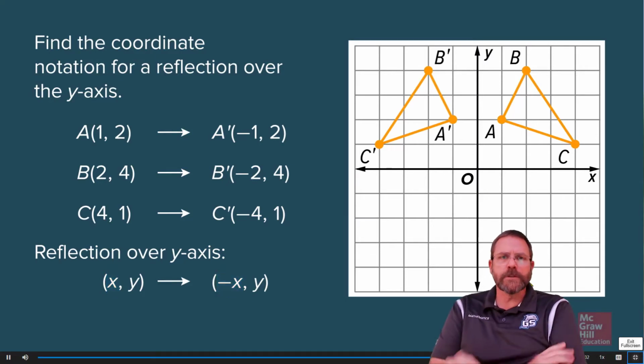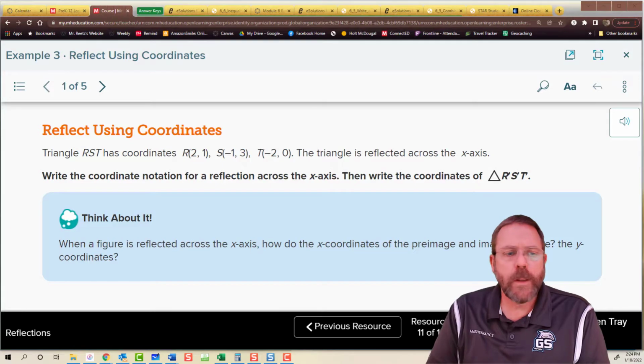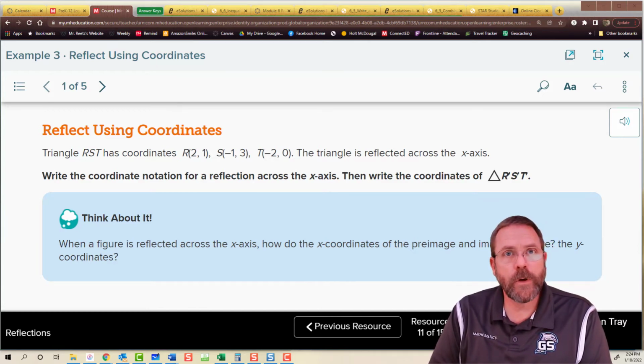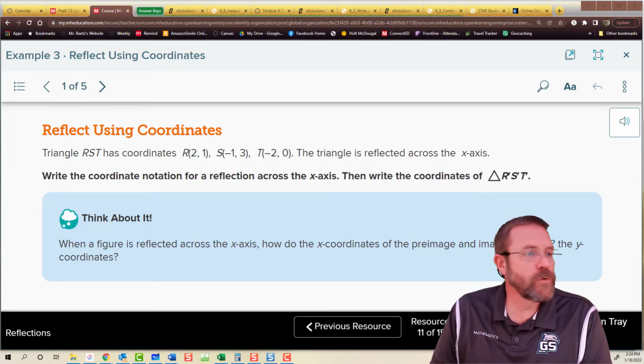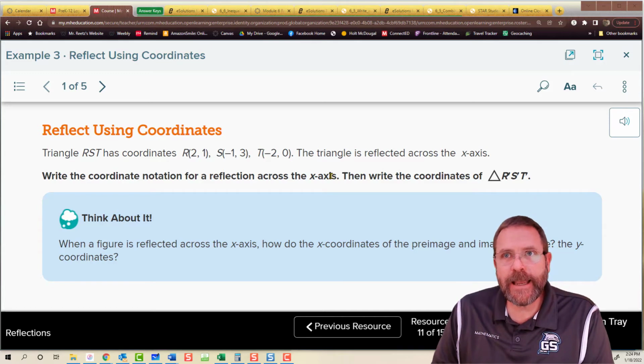Well, that looks pretty simple. In fact, that's just downright easy peasy, isn't it? Let's apply that to example number 3, which is reflect using coordinates. Triangle RST has coordinates R at point (2, 1), S at point (-1, -3), and T at point (-2, 0). We want to write the coordinate notation for reflection across the x-axis.